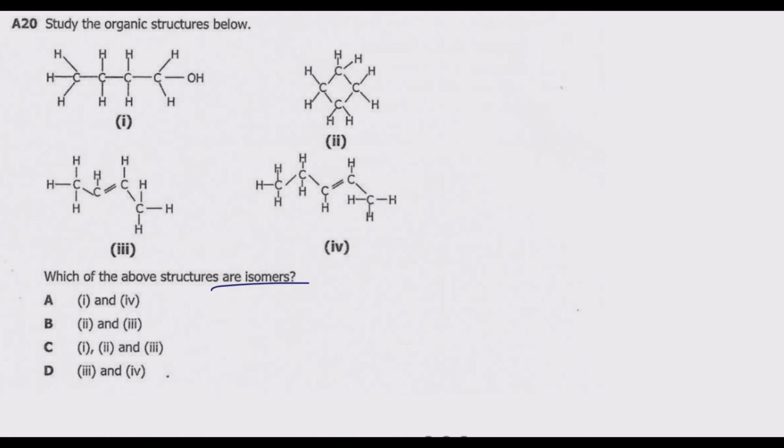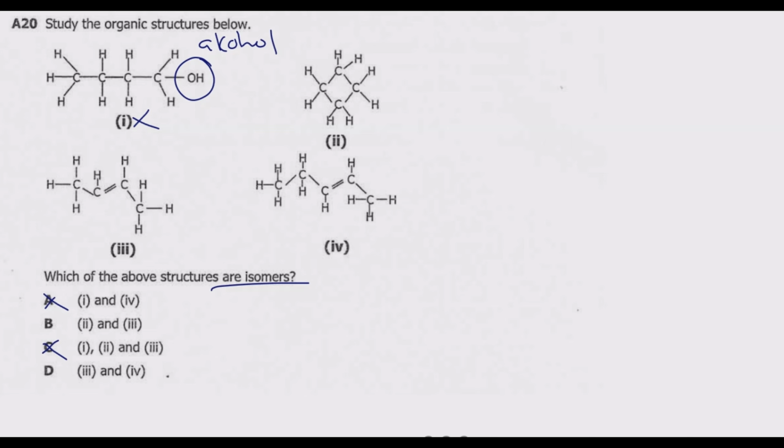So the first thing that we notice here is this one is an alcohol, and this is the only alcohol which is here. So this one is out. So anything with one is out. It's the only alcohol which is there. So, and C is out. It can't have an isomer because it is just alone there. So we remain with B and D.